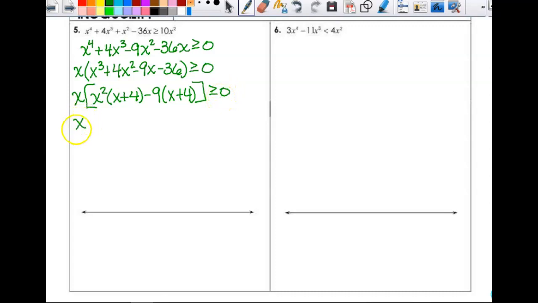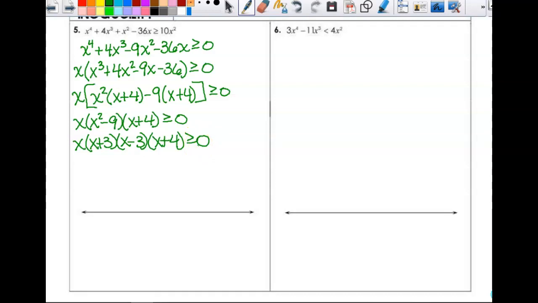So that means I get x times x squared minus 9 times x plus 4, greater than or equal to 0. Can I keep factoring? Yes, I can. X times x plus 3 times x minus 3 times x plus 4 is greater than or equal to 0.